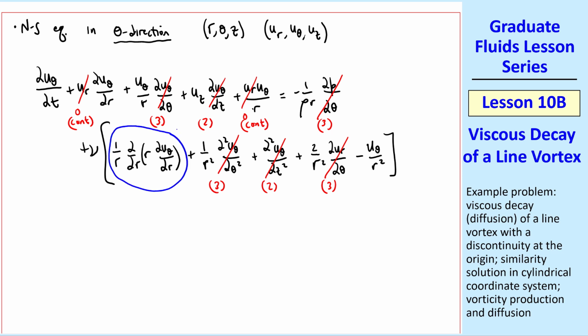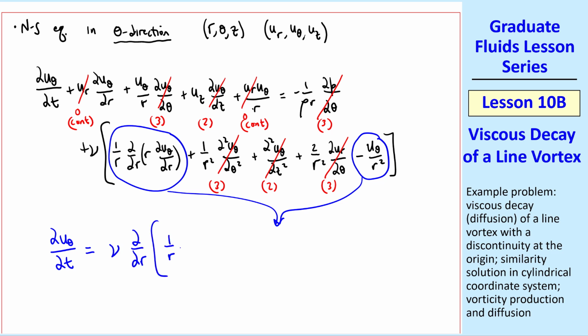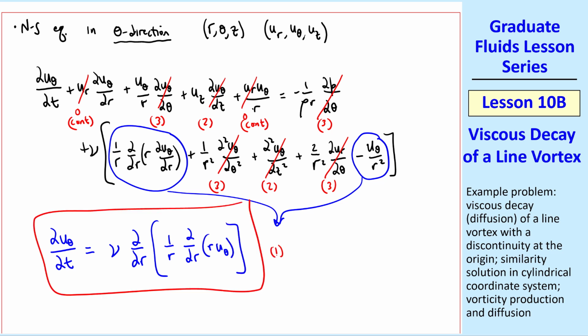But it turns out that you can use the reverse product rule with a little bit of algebra to combine these 2 terms into one. So I'll rewrite the equation as del u theta del t equals nu del r of 1 over r del r of r u theta. And we'll call this equation 1. Equation 1 is a partial differential equation with one unknown or dependent variable u theta, which is a function of both radius r and time t. Equation 1 is first order in time from this term, but second order in r.